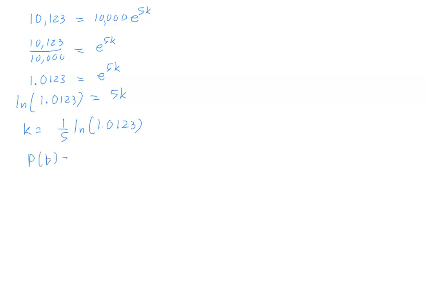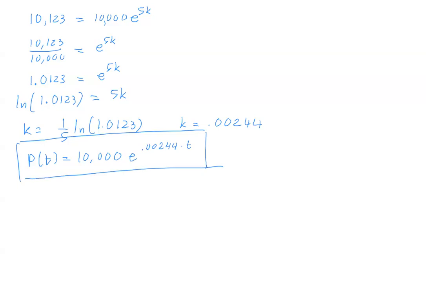And we get that k is equal to 0.00244. And P of t will end up being 10,000 e to the 0.00244 times t. And this is the population according to the Malthusian model for this specific instance. So if we want to find the population for year 13, which is supposedly our year 2023, this will be 10,000 times e to the 0.00244 times 5.